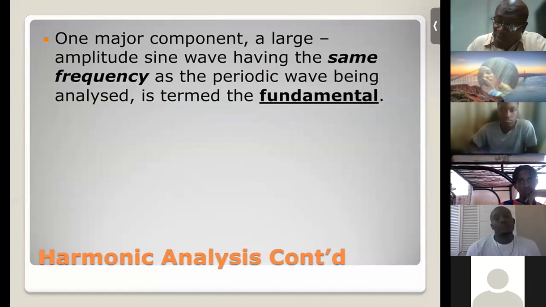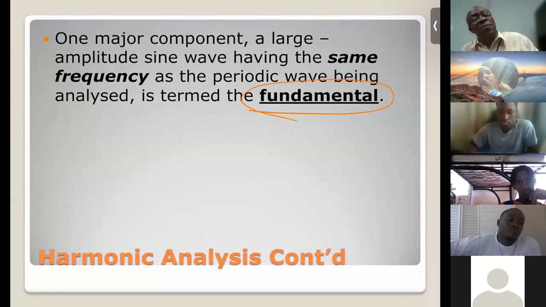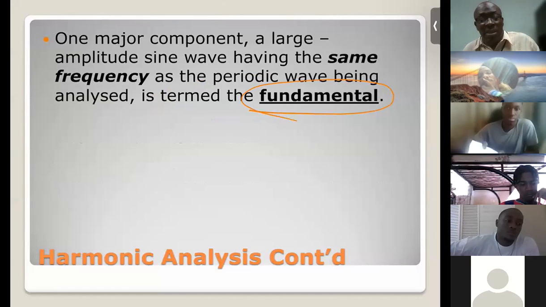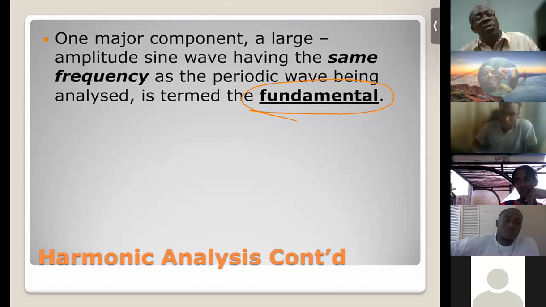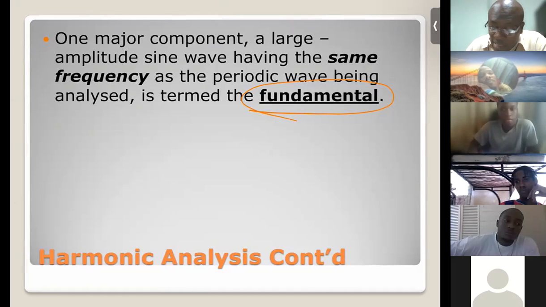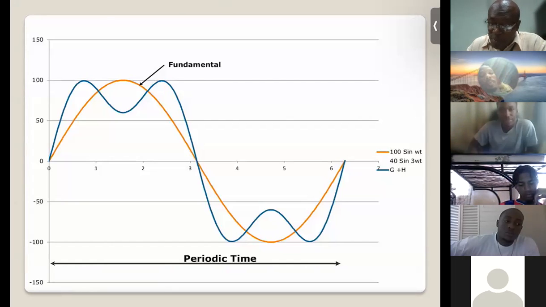One is that we have one of the waves, which we refer to as the fundamental. It has the same frequency as the waveform that we're analyzing. So if we're analyzing a square wave with frequency 50 Hertz, having done the analysis, we will get one wave, which will have a frequency of 50 Hertz. And that sinusoid is known as the fundamental. All right, so our fundamental is that large wave.